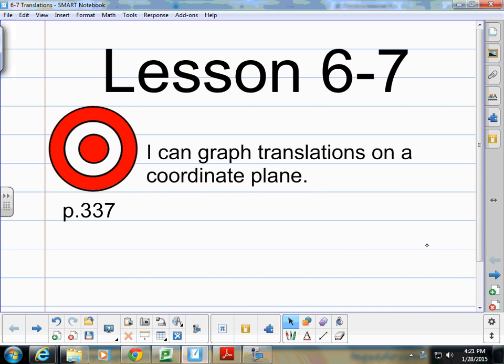We are on lesson 6-7. I can graph translations on a coordinate plane. Translations being yet another vocabulary word for chapter 6. And we will begin on page 337.